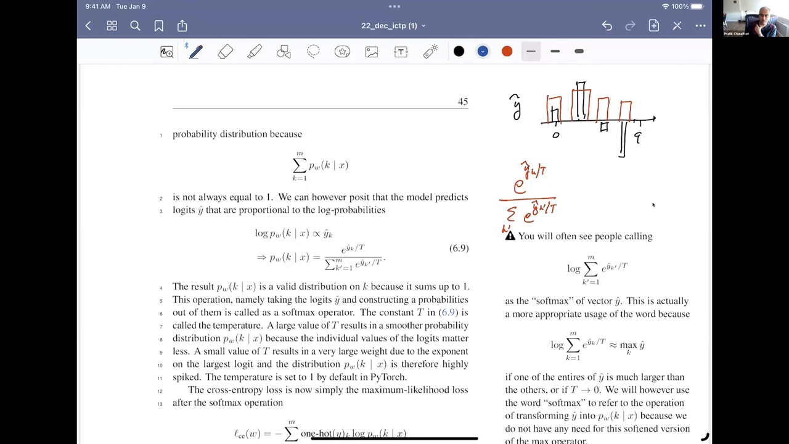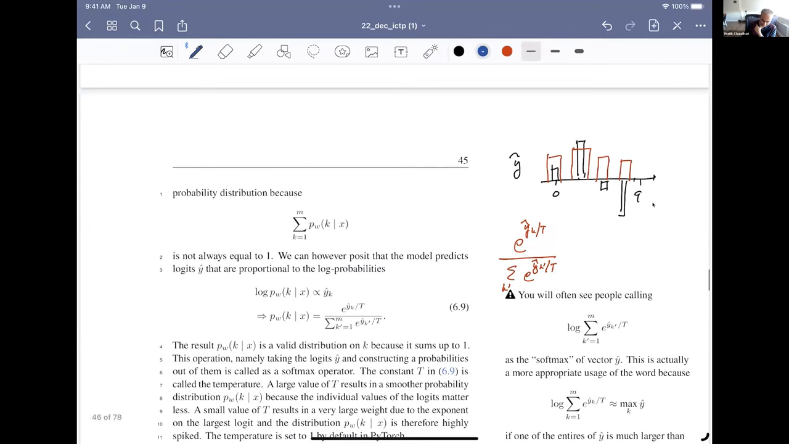If t is very close to zero, then the largest exponent dominates, and all the ones that are even a tiny bit smaller in terms of their y k have very small probabilities. So if t is very close to zero, then you will have a huge probability over here, and a slightly smaller probability over here. You'll have an even smaller probability here, and an even smaller probability here. Okay, so this is when t tends to zero. This is when t tends to infinity.